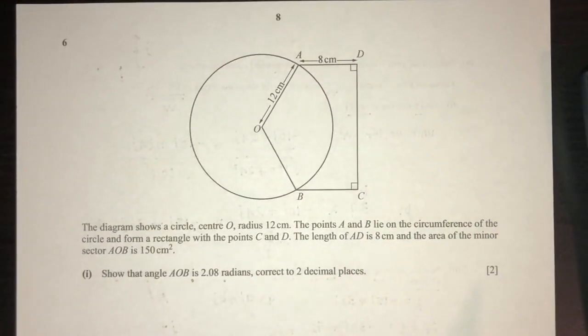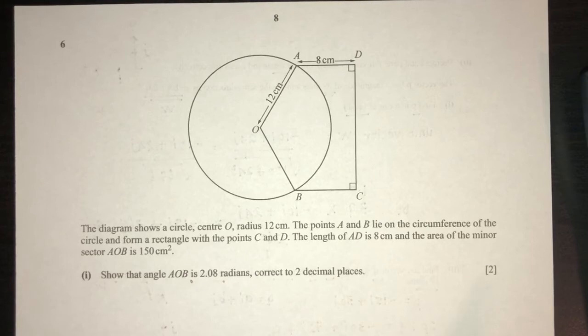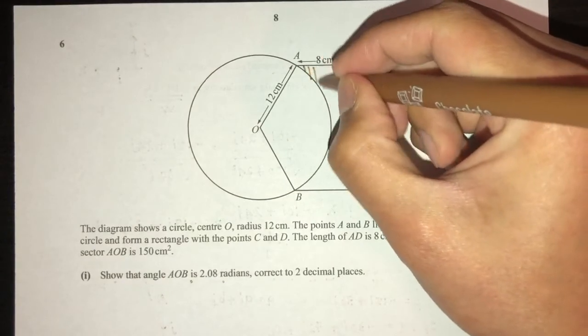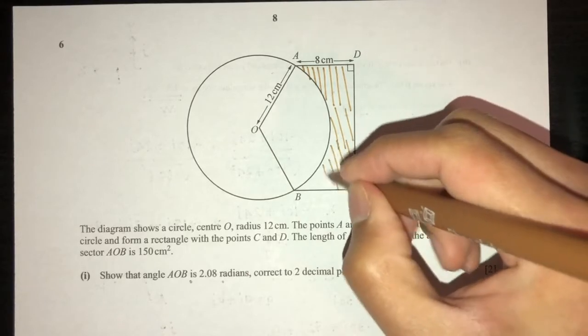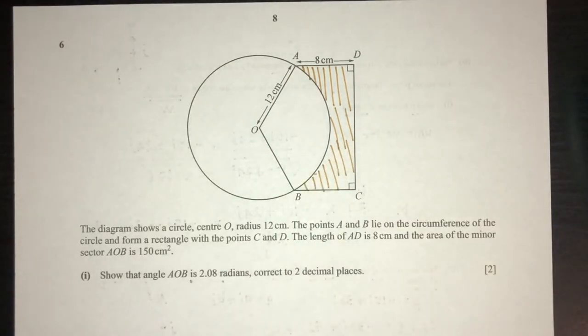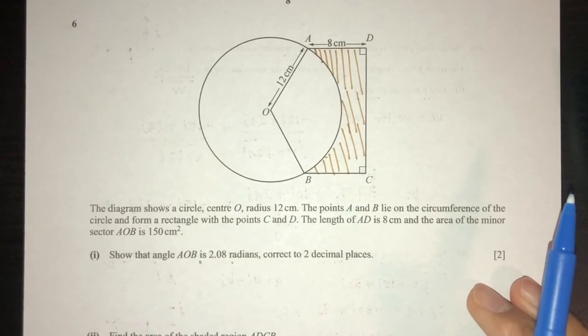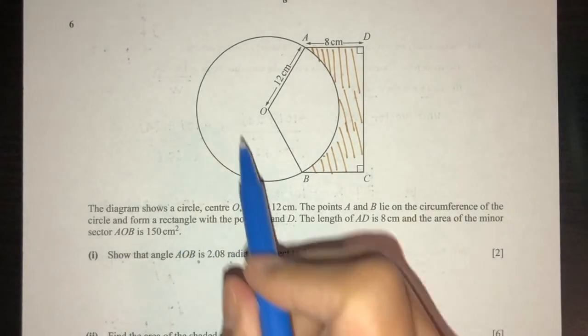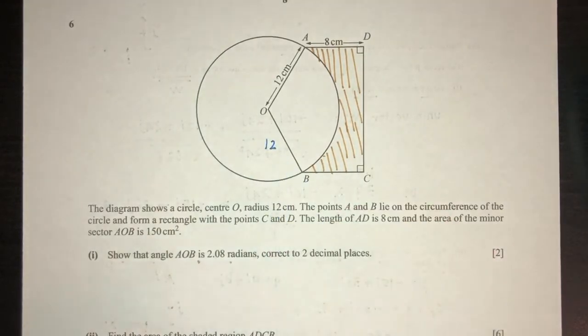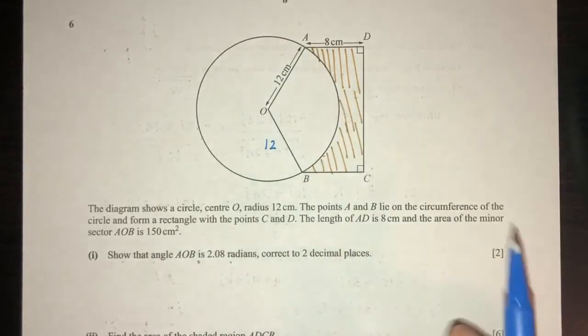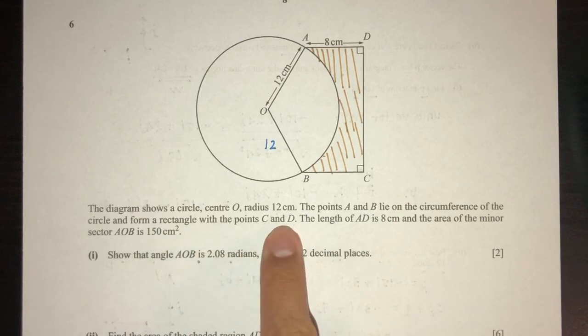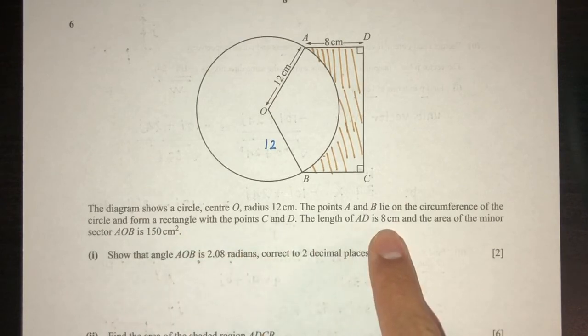Let's move on to question number 6. So I think in the question, we have this as your shaded area, right? So let me shade this for now so we know what to find. Okay, so let's see what information we have for this question. The diagram shows a circle with center O and radius 12, so this is also 12 because it is the radius, and the points A and B lie on the circumference of the circle, and form a rectangle ABCD, where the length AD is 8, so BC is also going to be 8, right?